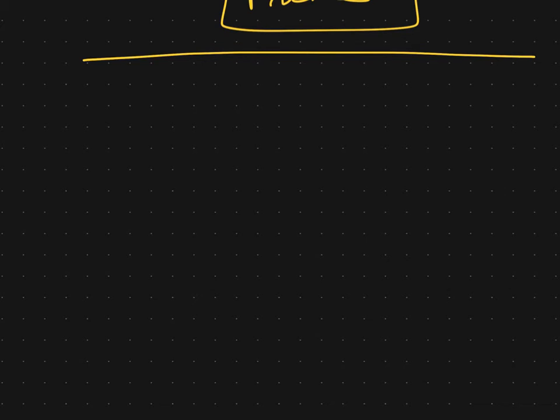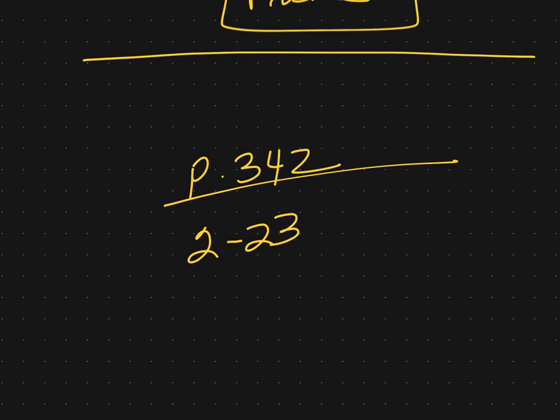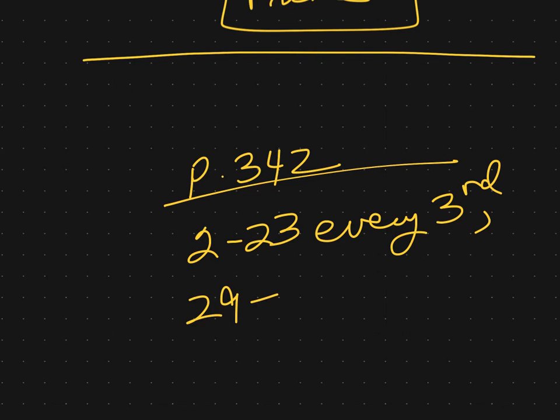With that in mind, here is your assignment. Page 342. 2 through 23 every third. And then jump over to 29 and work until number 47 every third.